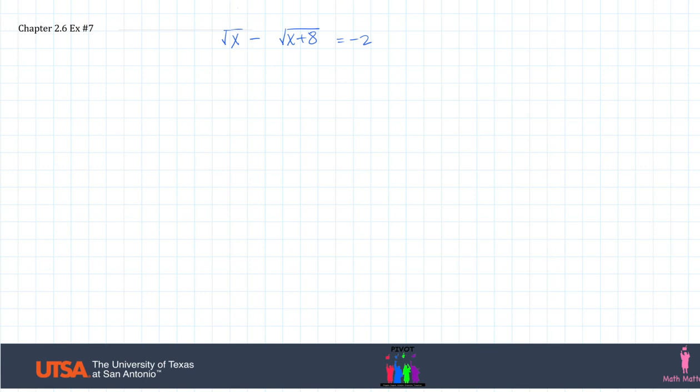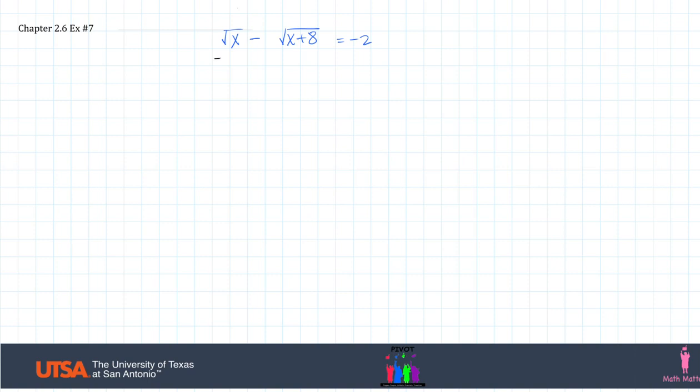So chapter 2.6 example number 7 asks us to solve for x given this equation. And this one's a little more tricky because we can't just square both sides. If we end up squaring the left side, then we have to distribute everything and it just becomes really big and messy. So what we can do first is to move the x, or the square root of x, over to the other side.